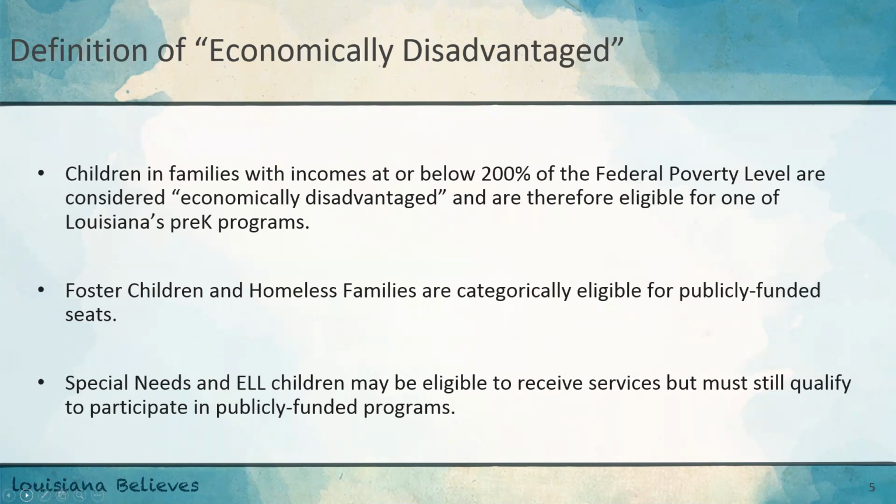What this means for you as lead agency is that as part of the coordinated enrollment process, you are responsible for determining child eligibility in your community network. In addition to being economically disadvantaged, children who are in foster care and homeless children will automatically qualify for publicly funded programs. Children who are identified as having special needs or English language learners may be eligible to receive services, but still must be income eligible to participate in publicly funded pre-K programs. They are not automatically eligible to receive a seat through LA4 or NSCCD unless they meet the income requirements for those programs.